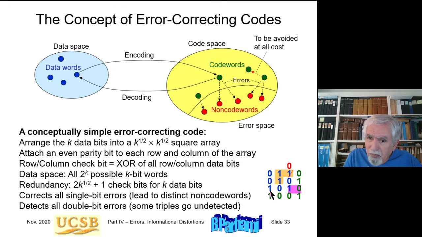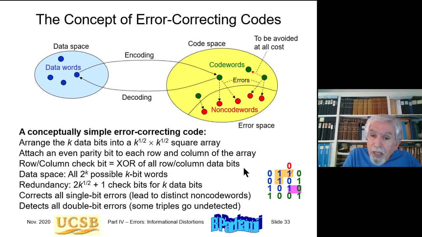Similarly, in this column, 1, 1, so the parity bit is 1. 2 ones, parity bit is 0. And 2 ones, parity bit is 0. And then it's easy to prove that for this corner bit, it doesn't matter whether you use the parity of this row or the parity of this column, you get the same thing. So now in this 4 by 4 array of bits, any single bit can change and you can correct it.